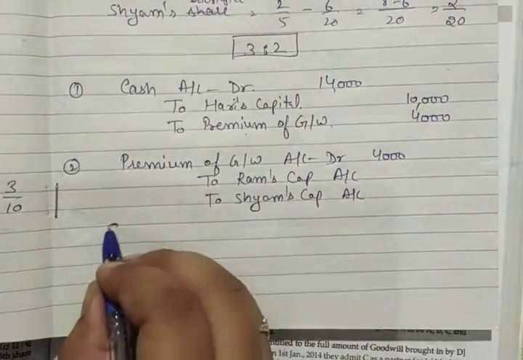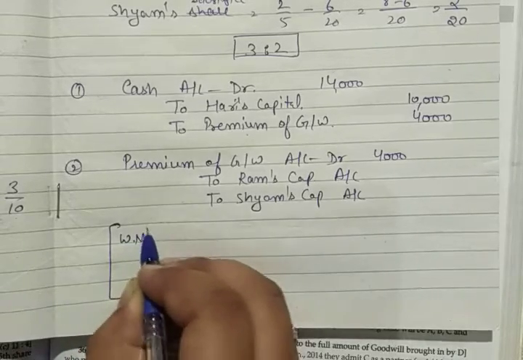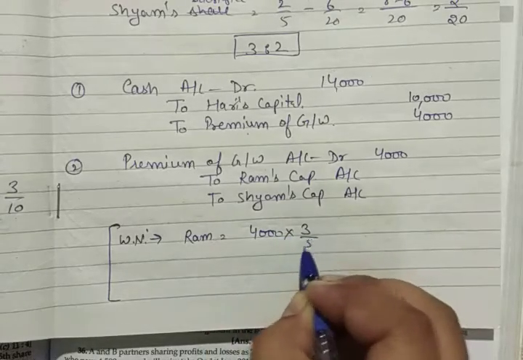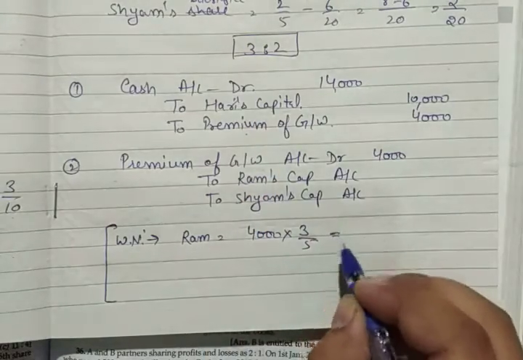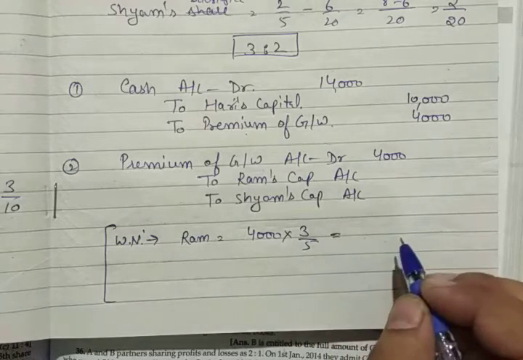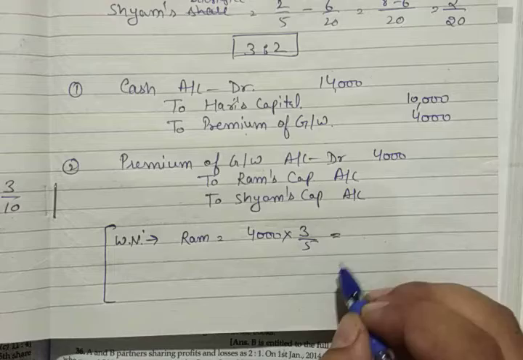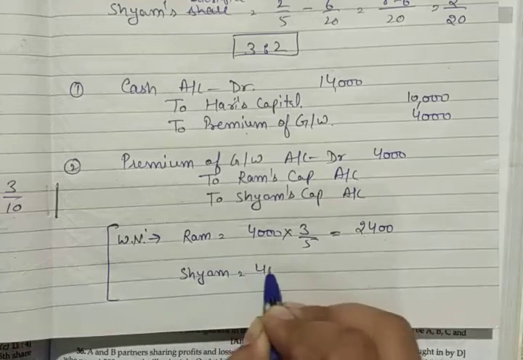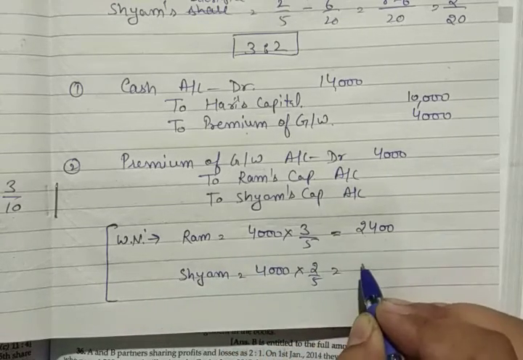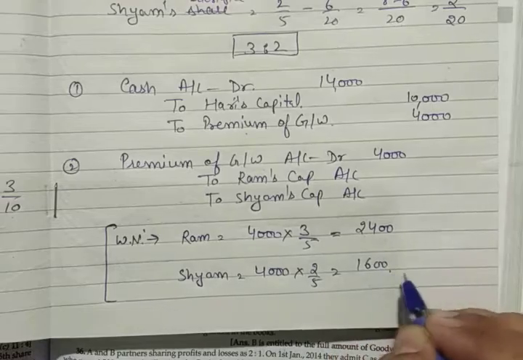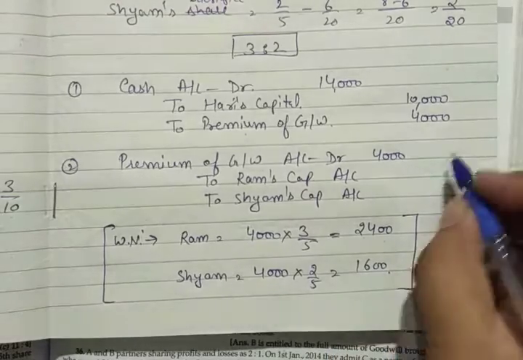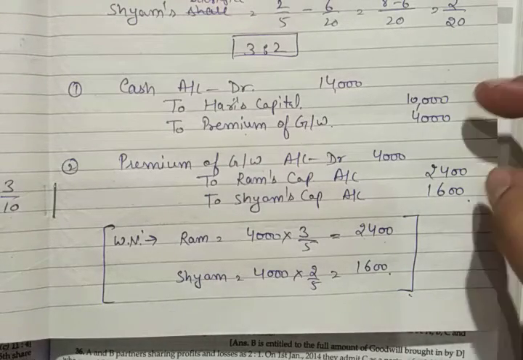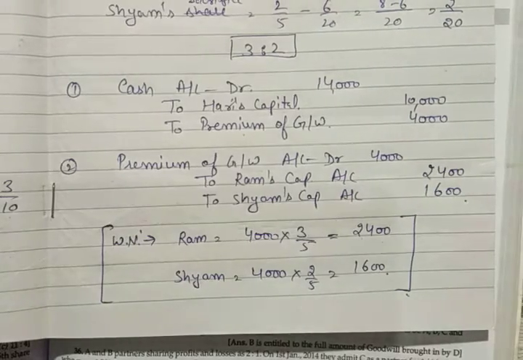So we will find it here. This is a short working note that how much amount will be for Ram. Ram will get 4,000 into 3 by 5 because the sacrificing ratio is 3:2. And this becomes 2,400. And for Shyam, it is 4,000 into 2 by 5, and this becomes 1,600. And this was our short working note, and here we will write 2,400 and 1,600, and that's it. Our question is complete. We have to do these two entries only whenever we have to adjust for goodwill.